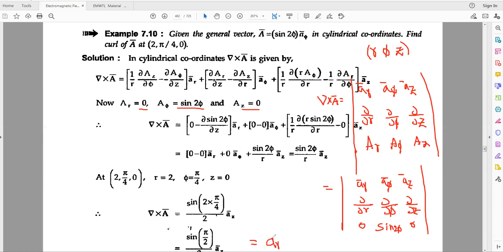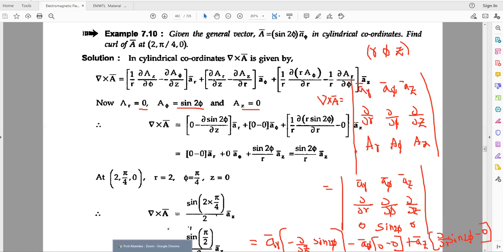Now I am taking the AR bar component: dou by dou Z of A phi, that is minus dou by dou Z of sine 2 phi. That is the AR bar coefficient. Minus the A phi bar coefficient, both are zeros, so 0 minus 0, plus the AZ bar coefficient. What is the AZ bar coefficient? You get dou by dou R of sine 2 phi, minus 0.